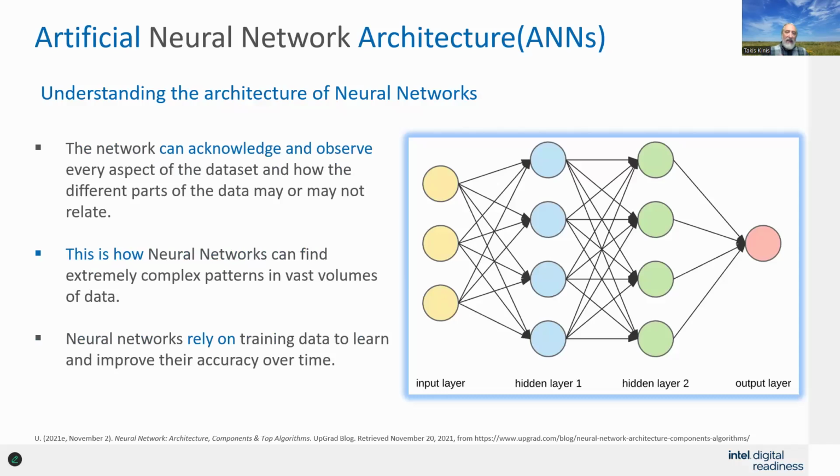All right, so it says the network can acknowledge and observe every aspect of the data set and how different parts of the data may or may not relate. And so this is kind of one of the interesting aspects of it. We can take very complex situations, right? Once again, traveling the country to move efficiently from one side of the country to the other can be very complex, or very simple. Finding these pathways when you have a ton of data is complicated.